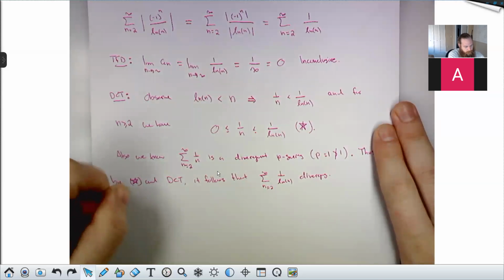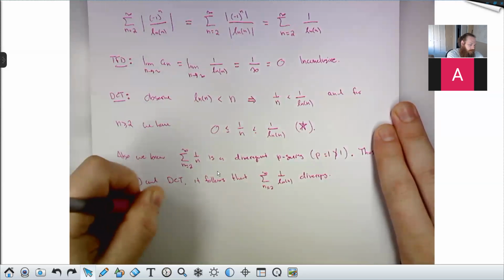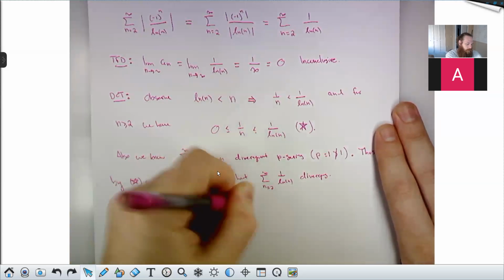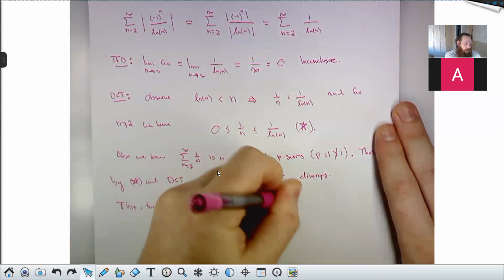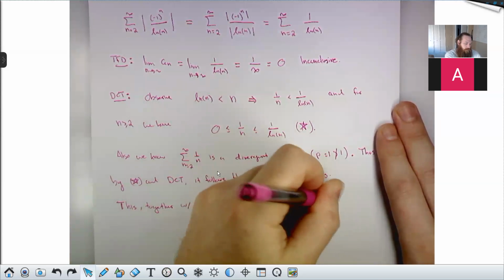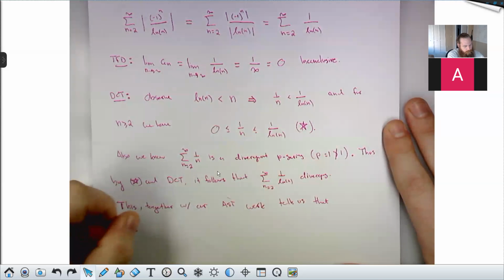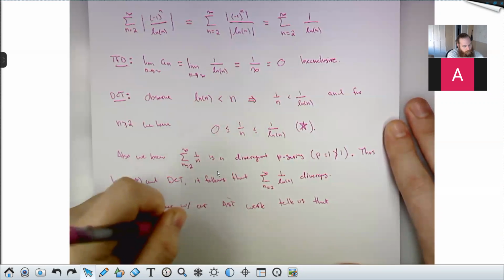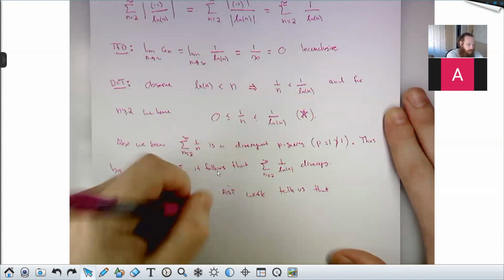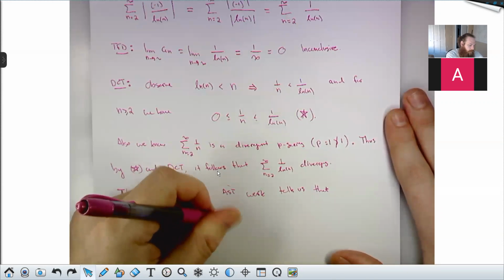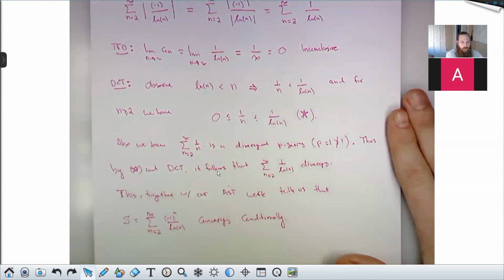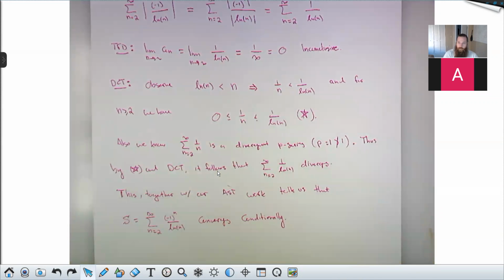This tells us this, together with our AST work, tells us that the original series S equals sigma n from 2 to infinity of negative 1 to the n over natural log n converges conditionally. The original series definitely converges. That's what AST told us.